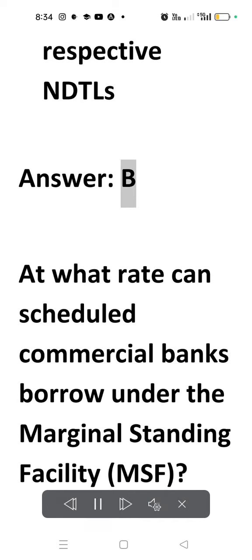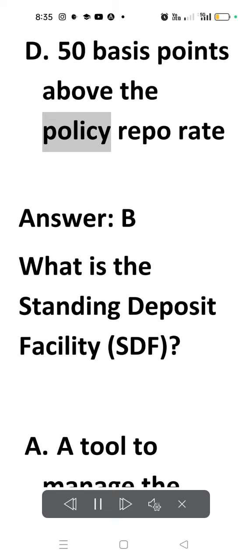A. 100 basis points below the policy repo rate. B. 100 basis points above the policy repo rate. C. 50 basis points below the policy repo rate. D. 50 basis points above the policy repo rate. Answer: B. What is a Standing Deposit Facility, SDF?